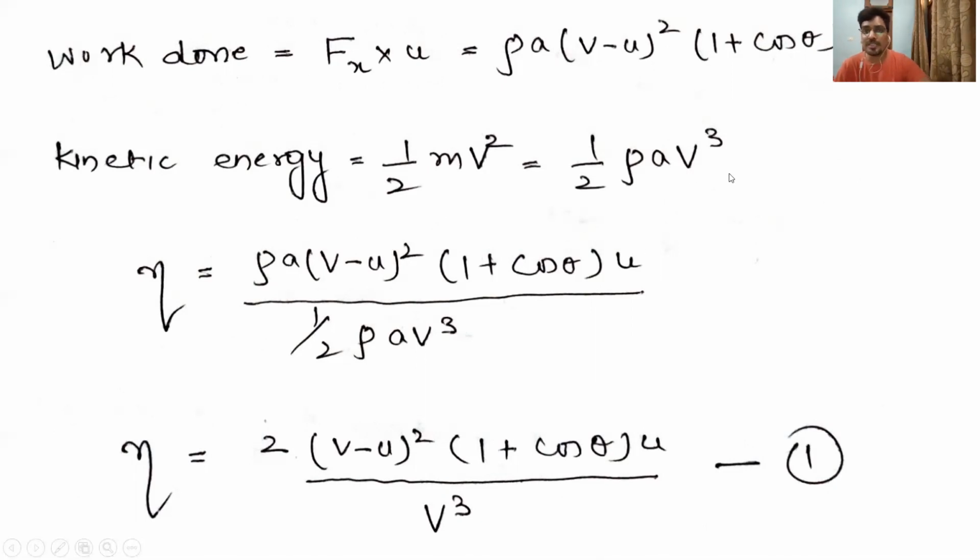So what will be the efficiency? Efficiency will be given by this work done by this kinetic energy. So efficiency will be given by output. Output is this work done. So rho a V minus U whole square 1 plus cos theta into U, divided by kinetic energy, because this work is produced by this kinetic energy. So it is half rho a V cube. Then it can be written as efficiency equals to 2 V minus U whole square 1 plus cos theta into U divided by V cube.